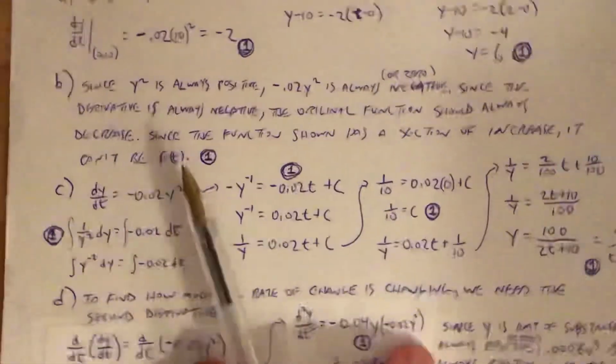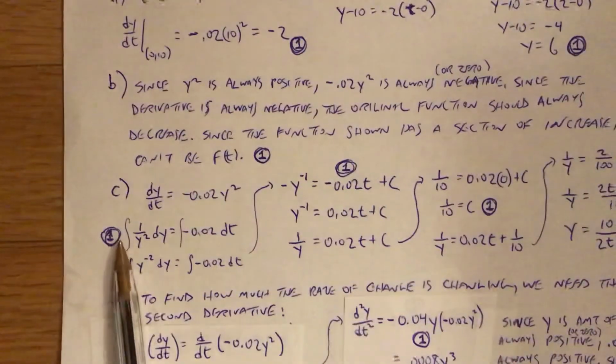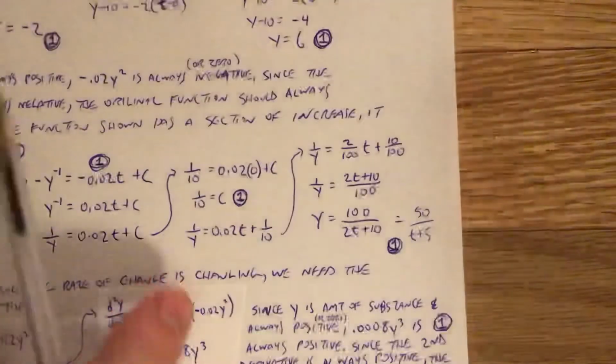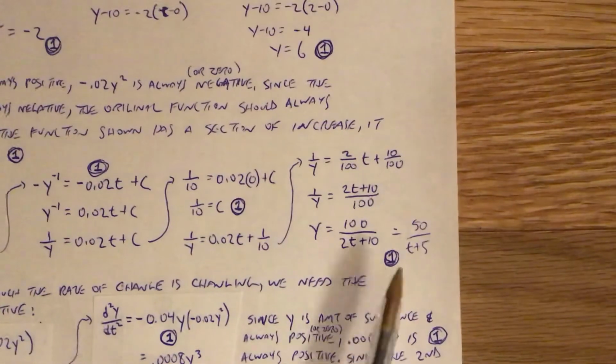So notice the bulk of the points for part C: one for the separation, one for the antiderivatives, one for finding the constant, and one for getting the y by itself.